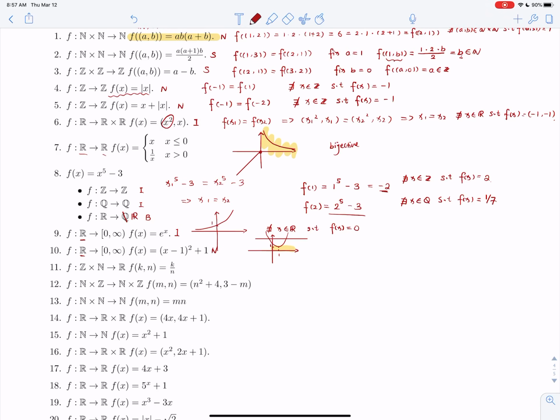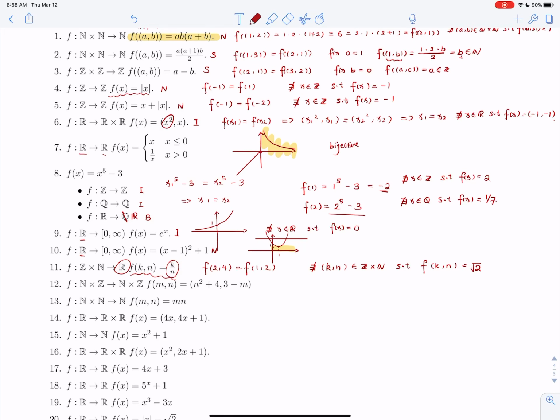Number 11. I think it's not injective because we have a rational. For rationals, we can have 2 over 4 equals 1 over 2 equals, let's say, 3 over 6. So there are a lot of counterexamples for injectivity. Let's say f of (2, 4) equals f of (1, 2). So it's not injective. What about surjectivity? Apparently no, because our codomain is the real numbers, but this function can never map to irrational numbers. So there does not exist (k, n) in that Cartesian product of natural numbers such that f of (k, n) equals square root of 2.